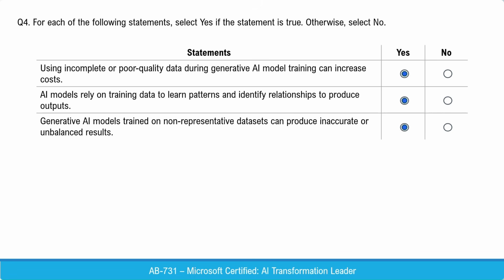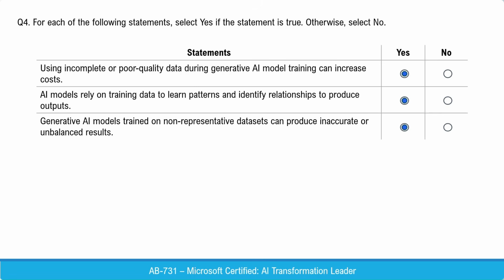Statement one: when you use poor quality or incomplete data, the model does not learn correctly. This results in low quality outputs, which means you need to spend more time fixing the data, retraining the model, and validating the results. All of this increases both time and cost.